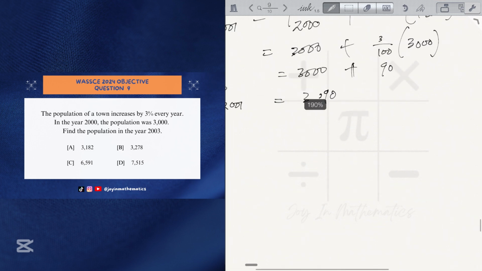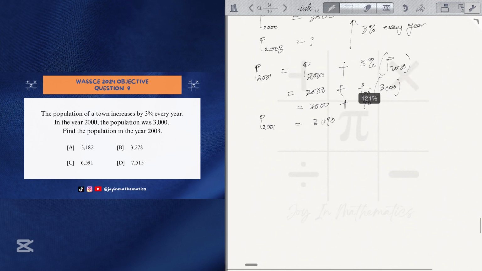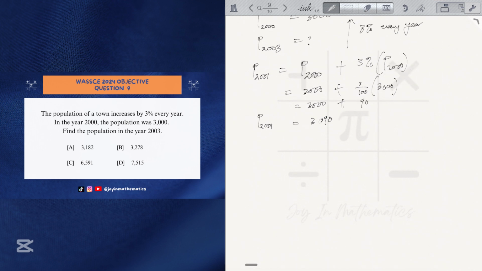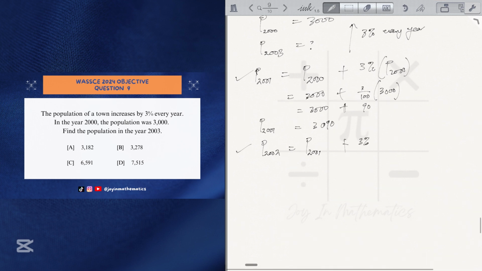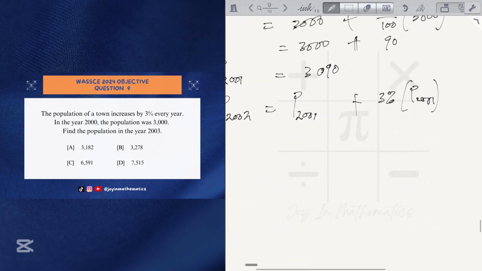Similarly, let us now evaluate the population of the year 2002. Okay, this is 2001, let's move to 2002. The population of the year 2002 will be a 3% increase on the previous year, as a 3% increase on the year 2001, plus 3% of 2001.